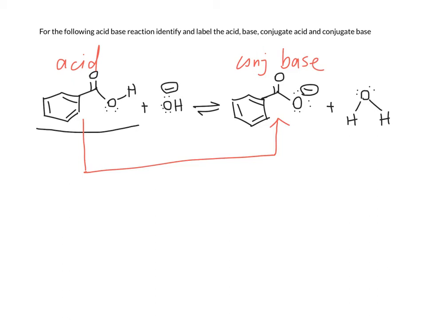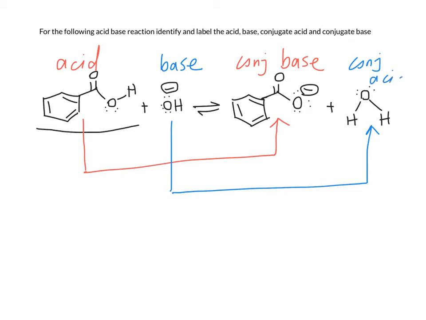And then we have hydroxide, that becomes H2O, so it's accepting a proton. And we know that bases accept protons. So hydroxide is a base in this reaction. And when a base accepts a proton, it will result in a conjugate acid. So H2O is the conjugate acid of hydroxide in this reaction.